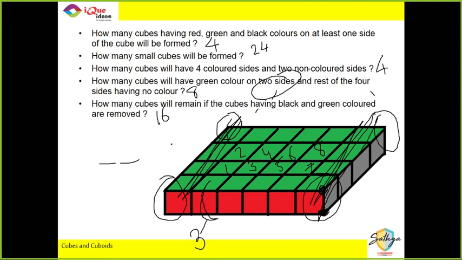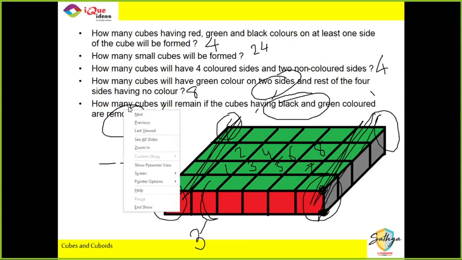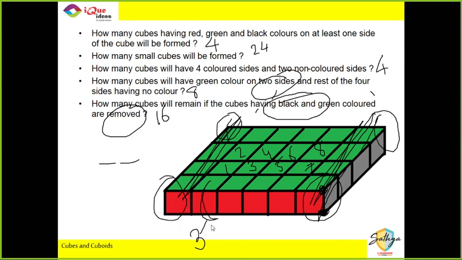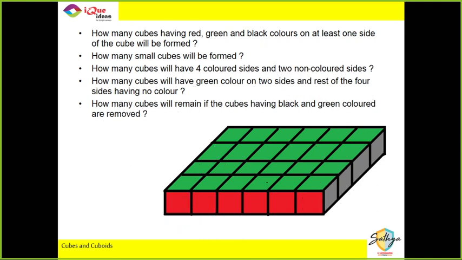Because Dvija, cubes having black and green are removed. See, last one I'm doing it once again. I have to remove the cubes having black and green. So black and green wale, ye 4 and ye 4. Because guys, even this side is black, although you cannot see it. So these 8 blocks have to be removed. They should have both black and green.